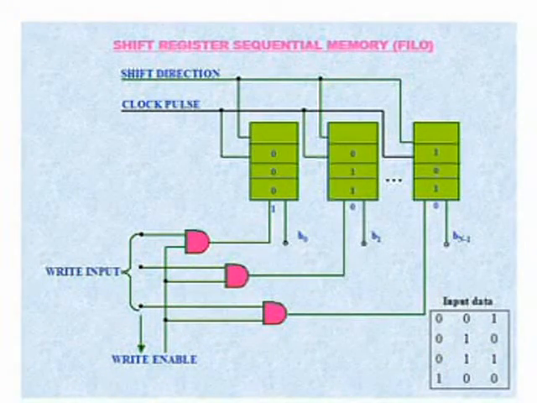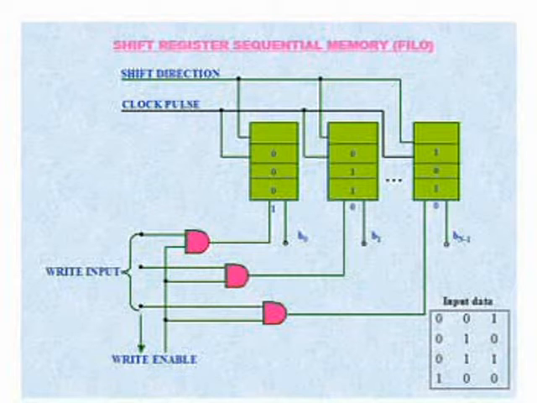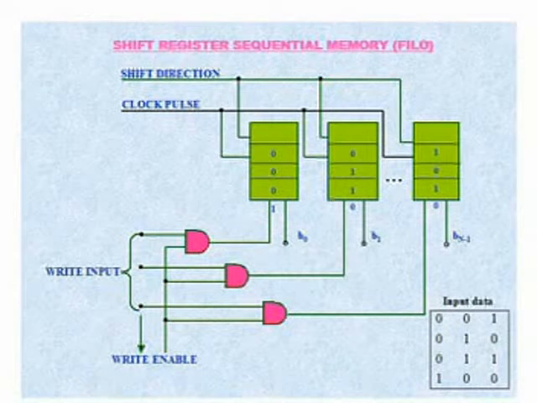Simultaneously, you have to make the shift direction downward. While you make the shift direction downward, the last data will come first. Similarly, the first data will come last. So this type of memory is called first in, last out.